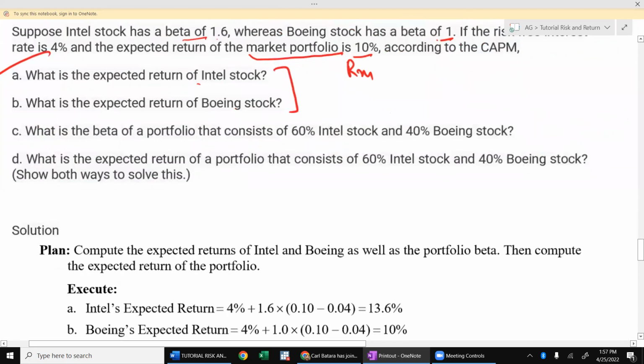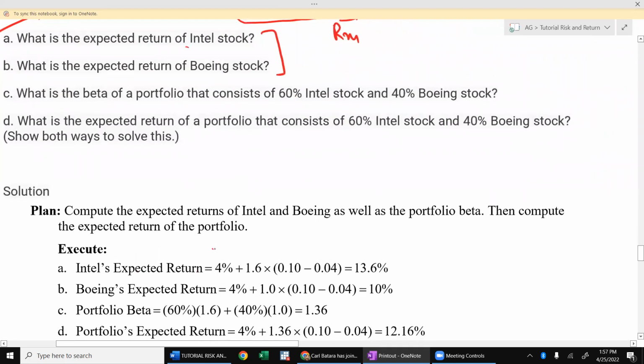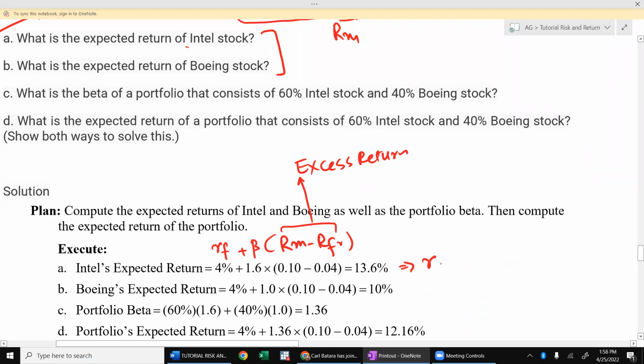So as you can see, first two questions, Intel expected return is equal to risk-free rate plus beta times (RM minus RFR). This part is also called excess return. Okay, so as you can see, the return of the stock of Intel is 13.6%. Return of Boeing is 10%.